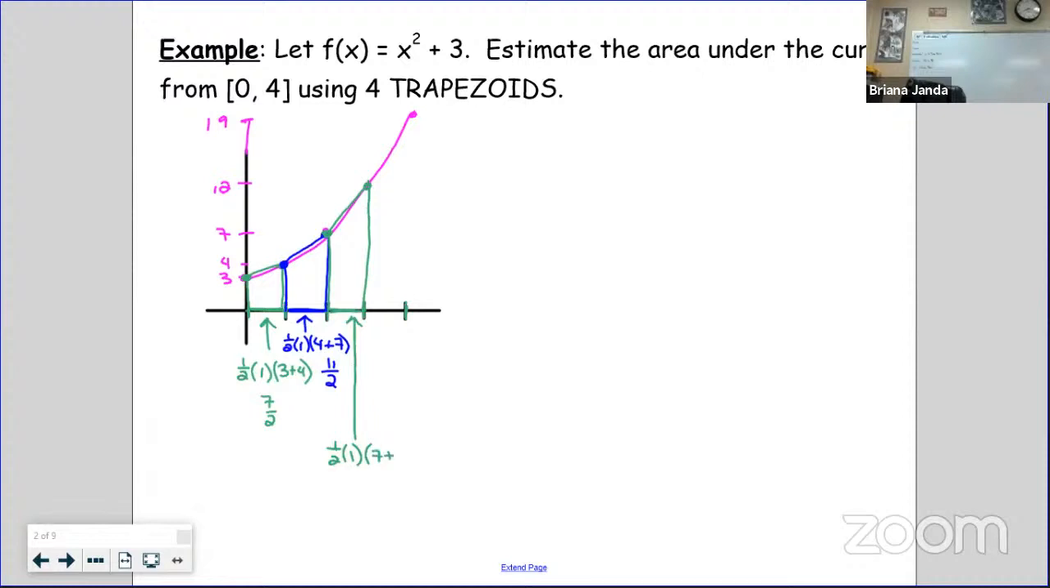So now we've got 7, and f of 3 is 12. 7 plus 12 is 19 halves. And find the area of your last trapezoid.